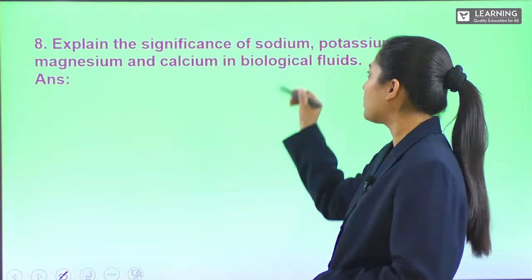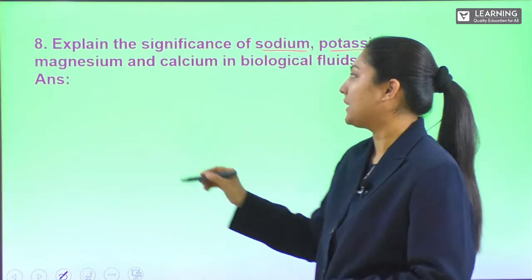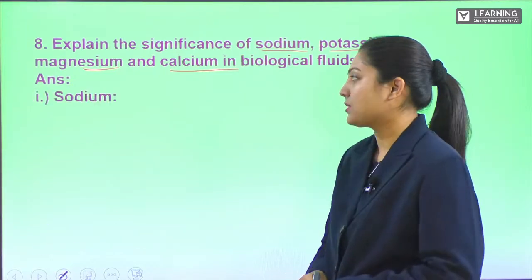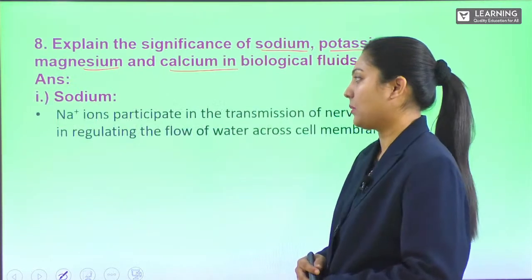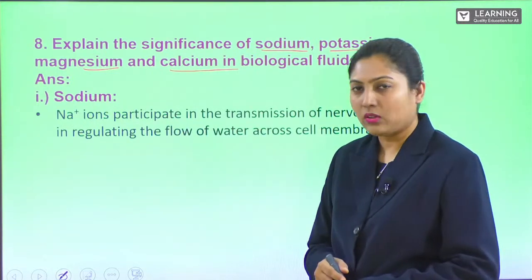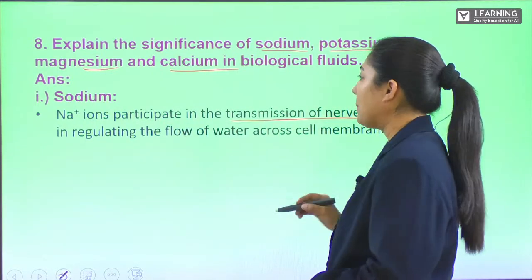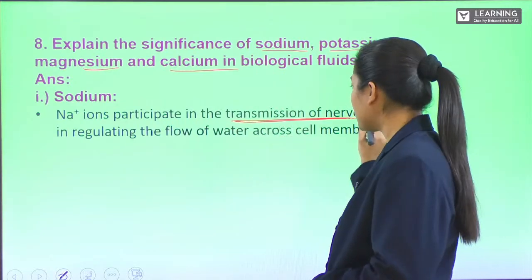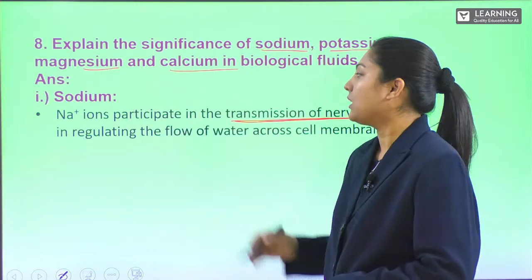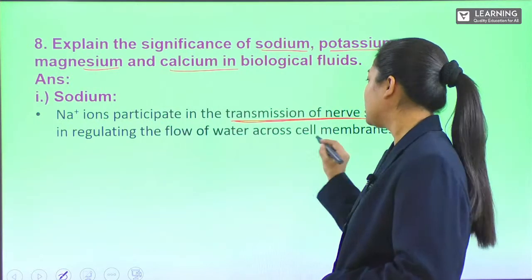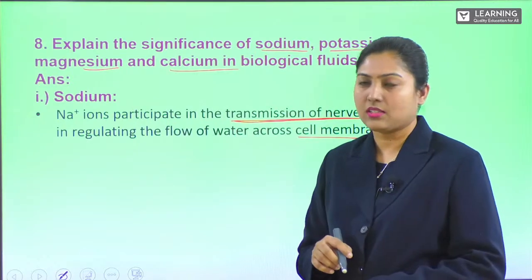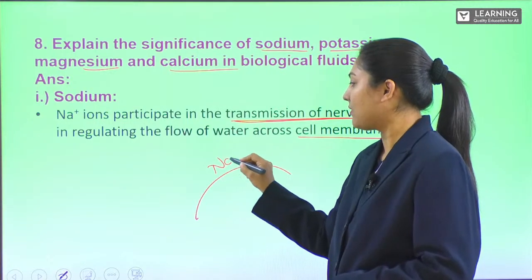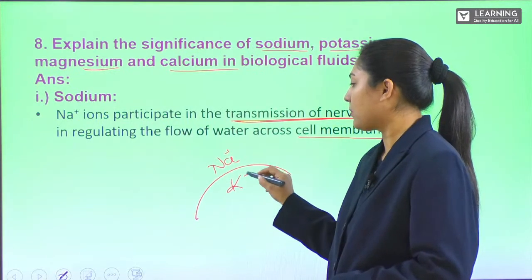Explain the significance of sodium, potassium, magnesium and calcium in biological fluids. So sodium, where do we use the sodium exactly? Sodium ions participate in the transmission of nerve signals and also in flow of water through the cell membrane. We know this, right? So when the cell membrane is being maintained, outside we will be having sodium ions, inside we will be having potassium ions.